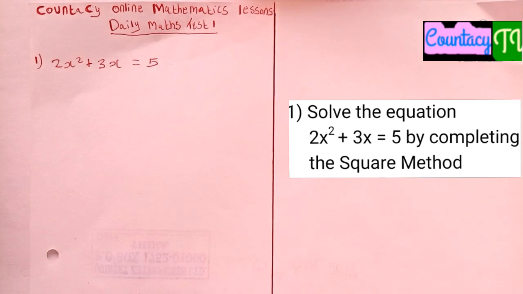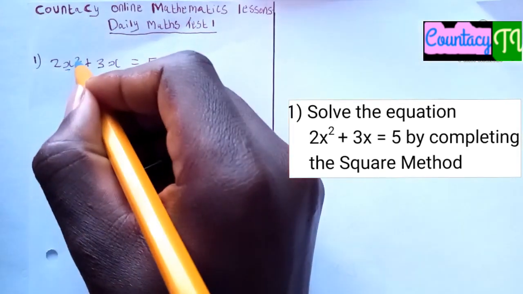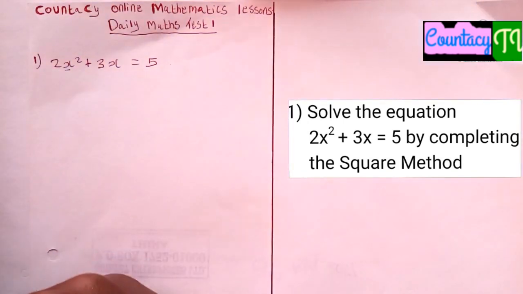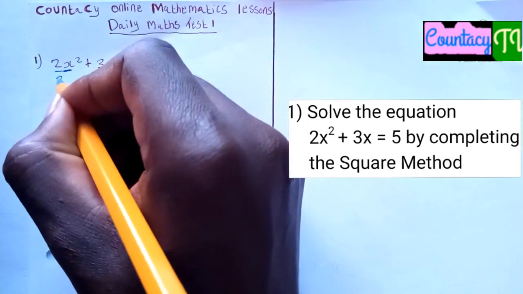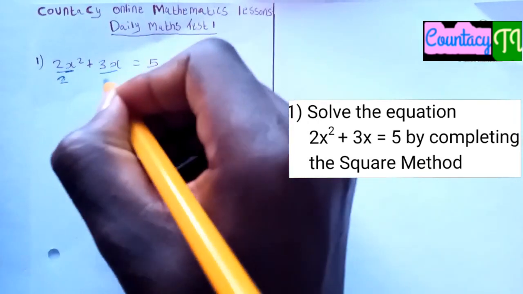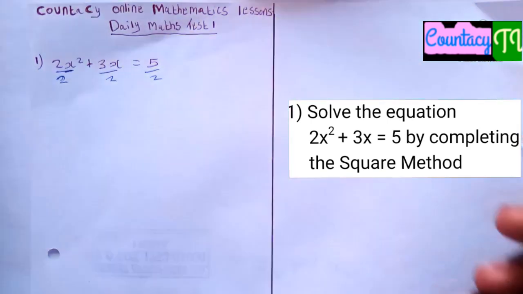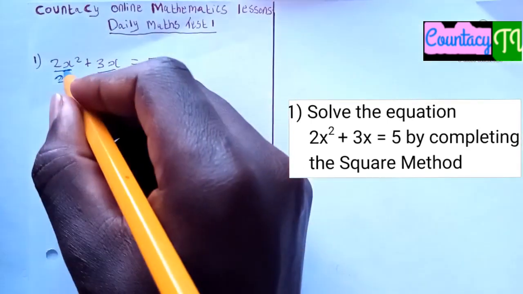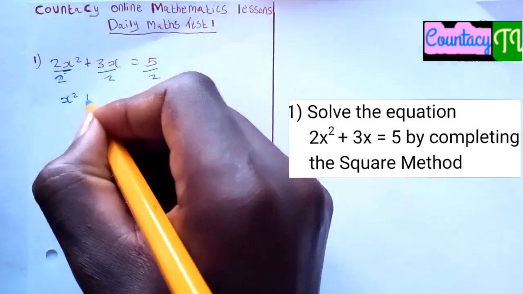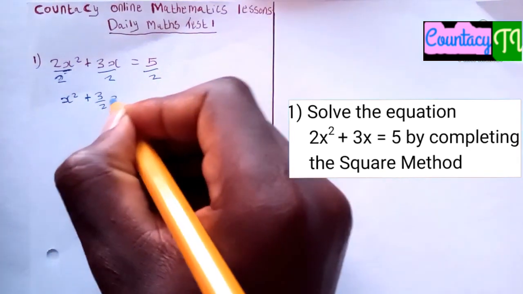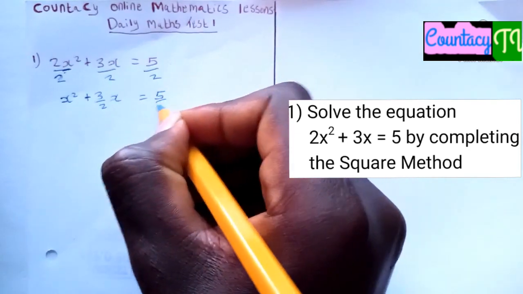The first thing that you should always do while using the completing the square method is to make sure that the coefficient of x squared is 1. You always do this by dividing all over by the coefficient of x squared, which is 2 for our question. We divide by 2 all over to have the coefficient of x squared as 1. So we shall have x squared plus 3 over 2 x equals 5 over 2.